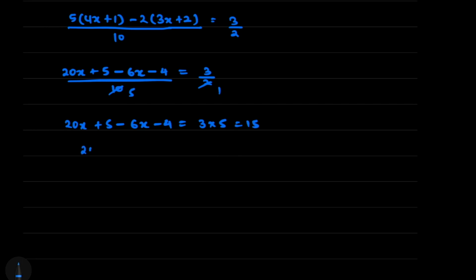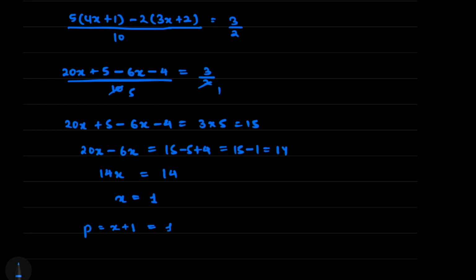So we have 20x minus 6x is equal to 15 minus 5 plus 4, and that is 14. 20 minus 6 is 14, equal to 14. Therefore, x becomes 1. You can also find the value of p as x plus 1, and this comes out to be 1 plus 1. That is equal to 2. And that's how we do it.